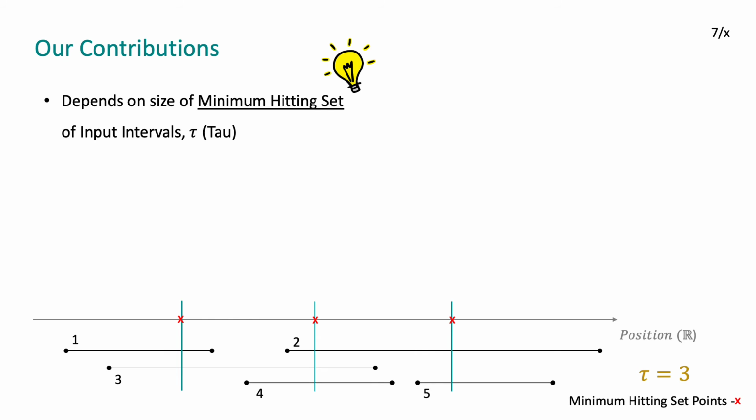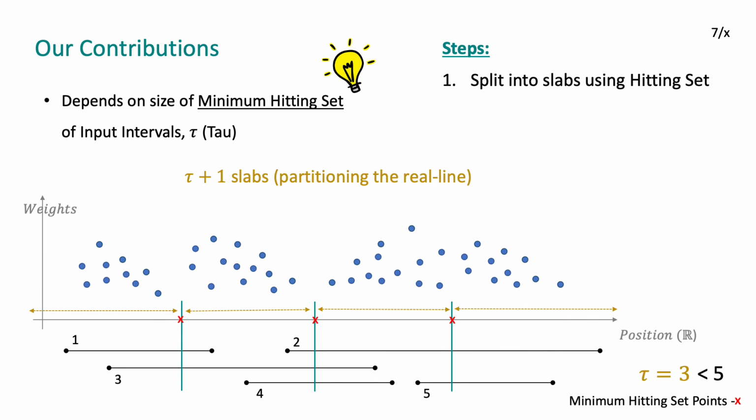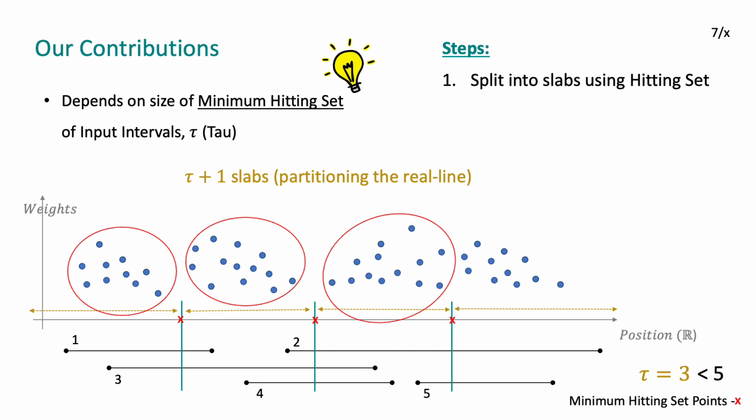Realize that tau can be significantly smaller than the number of input intervals, which is 5 here. For another example, a bunch of intervals with a common intersection would have tau as low as 1. The points of the hitting set partition the real line into a series of disjoint slabs. We get tau plus 1 slabs. Because we use the points of the hitting set to partition the real line, every input interval overlaps with at least 2 slabs, which is very crucial. In a sense, we break the problem into smaller, simpler problems to be dealt with within each slab.